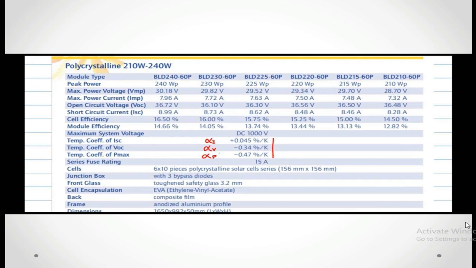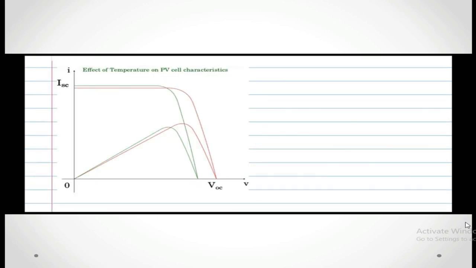Okay, so for that we need to consider our VI characteristics. Here the red color curve indicates our standard insolation and standard temperature VI characteristics of a PV cell at 25 degrees, that is nothing but 298 degree Kelvin. So at this temperature the ISC and VOC are given in the data sheet.